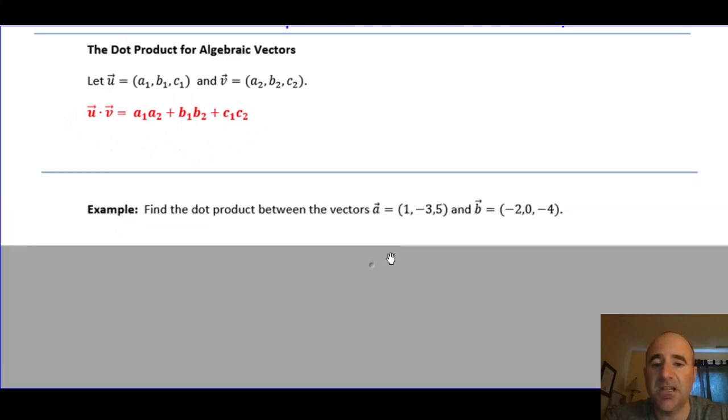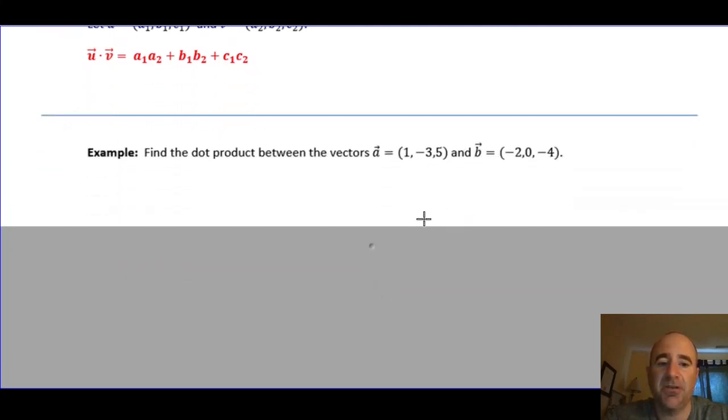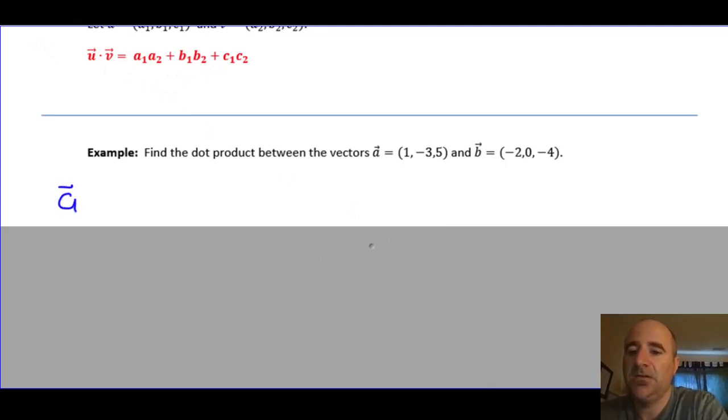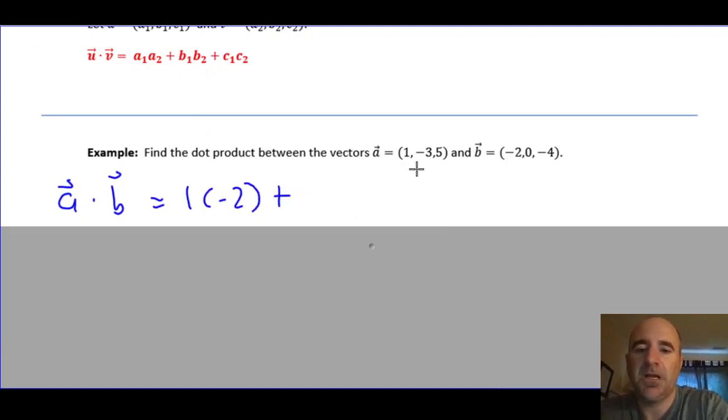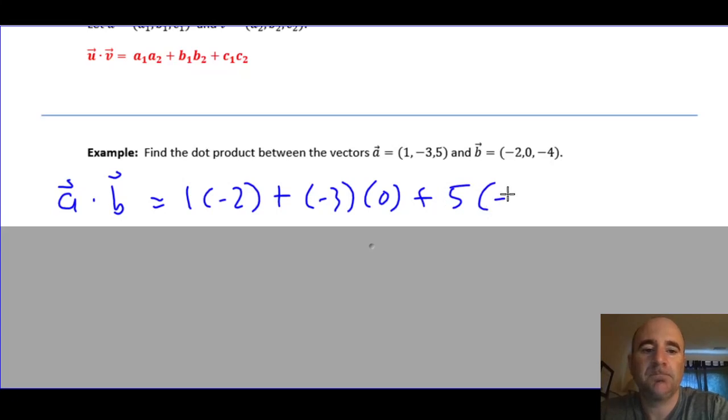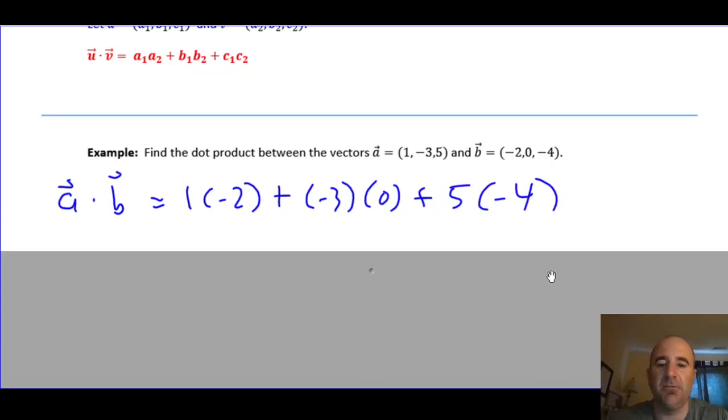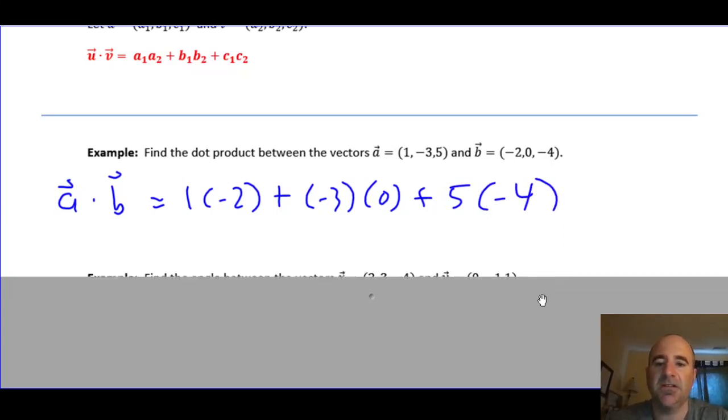So looking at a simple example here, how do I calculate the dot product between these two vectors? I just follow this definition right here. A dotted with B is going to be equal to 1 times -2 plus -3 times 0 plus 5 times -4. Something that's simple enough you can almost do it in your head. Let's see, -2 plus 0 plus -20 gives me -22.